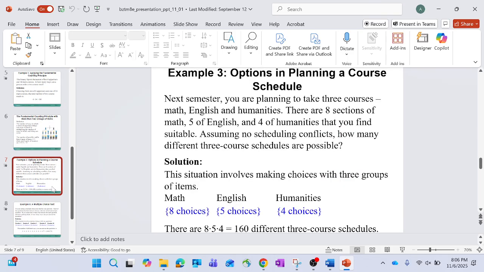So, this is a big example, but essentially all it's saying is that you have 3 different courses to pick from, 8 different math courses, 5 different English courses, and 4 different humanities courses. How many different ways can you make your schedule? It will be 8 times 5 times 4, which is 160. Multiply it all together, you're going to get your number of course schedules you can make. Everyone with me, guys? Any questions? No?